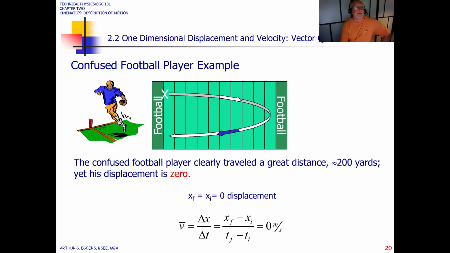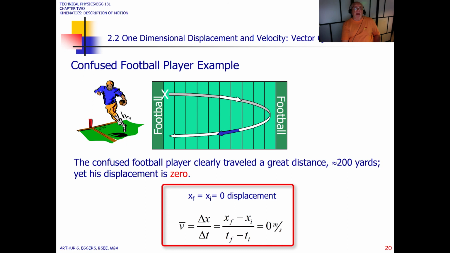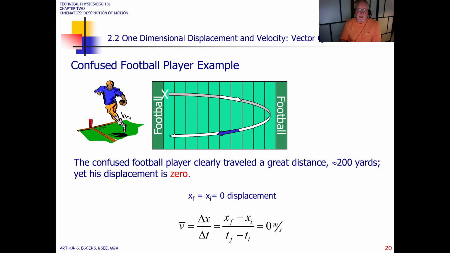Confused football player example. The confused football player clearly traveled a great distance of 200 yards, yet his displacement is 0. Why? Because he ended up back where he started. If we look at the definition, x sub f and x sub i are at the same place. So although he did cover a distance, his displacement is 0. So you need to keep this in mind when you're doing problems. Are they asking you for the distance, or are they asking you for the displacement?